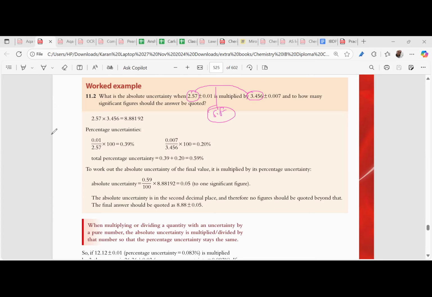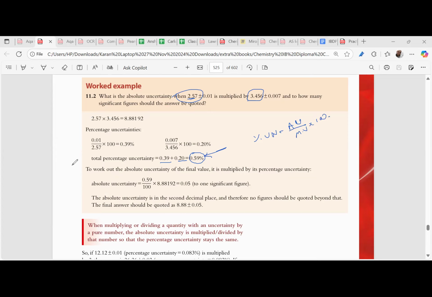What do you do with this uncertainty values? We convert this absolute uncertainty into percentage uncertainty. Is it clear? Random uncertainty divided by the measured value into 100. We convert this and get this. Understood? We add up these two percentage uncertainties, right? Clear? Then we multiply these two values. And what we do? We convert this total percentage uncertainty to total absolute uncertainty by the same equation. Percentage uncertainty is equal to absolute uncertainty divided by the measured value into 100.